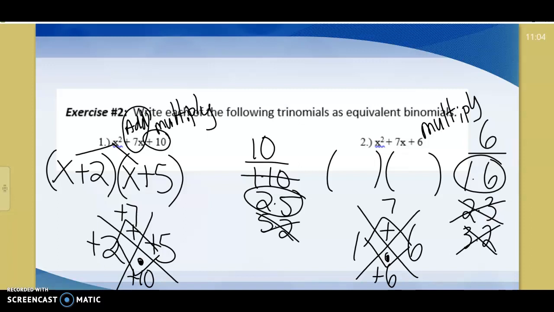So a lot of integer rules go into this, and of course multiplication facts. Now x squared, same thing, breaks up into x with x. And we write this as both positive because it's both positive numbers, positive 1, positive 6. And that's it. You've just rewritten a trinomial as two binomials.